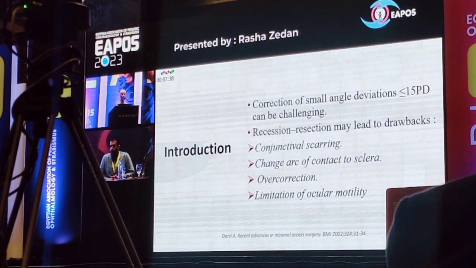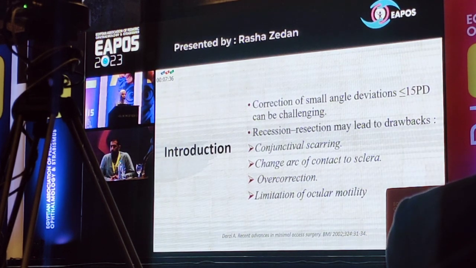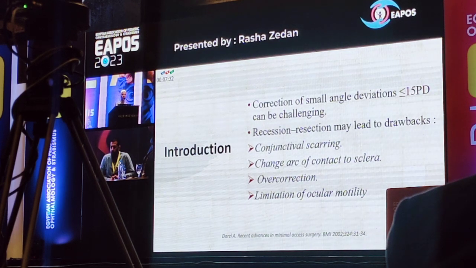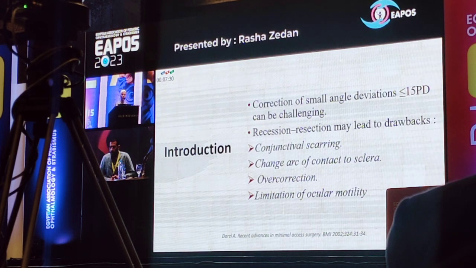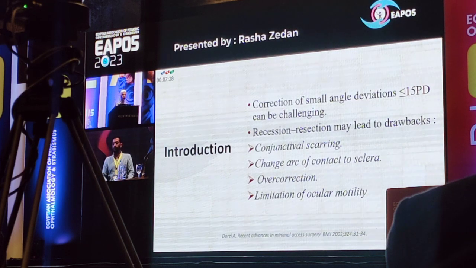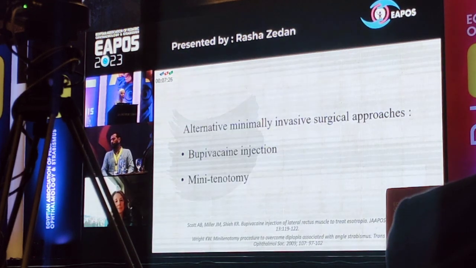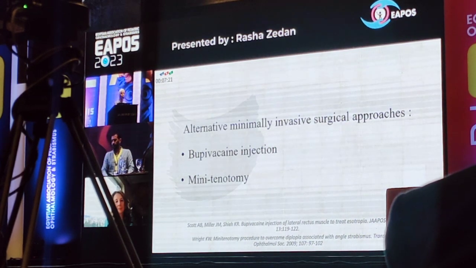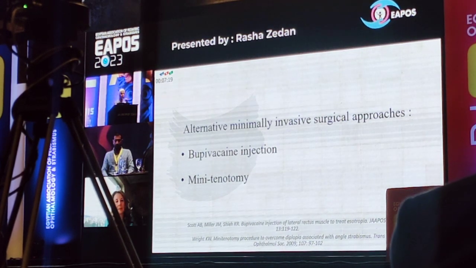A normal recess-resect procedure can lead to drawbacks such as conjunctival scarring, changing the arc of contact to the sclera, overcorrection, or limitation of ocular motility. Alternatively, minimally invasive surgical approaches such as bupivacaine injection or mini tenotomy can be used, as we did in our research.